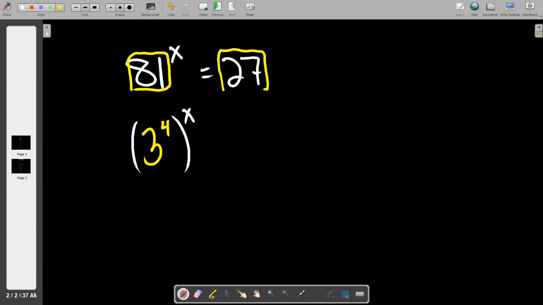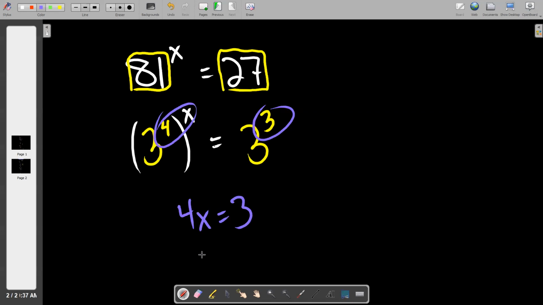27 is 3 to the 3rd. And what has to be true at this point in time? 4x has to equal 3. And if 4x equals 3, then x equals 3/4.